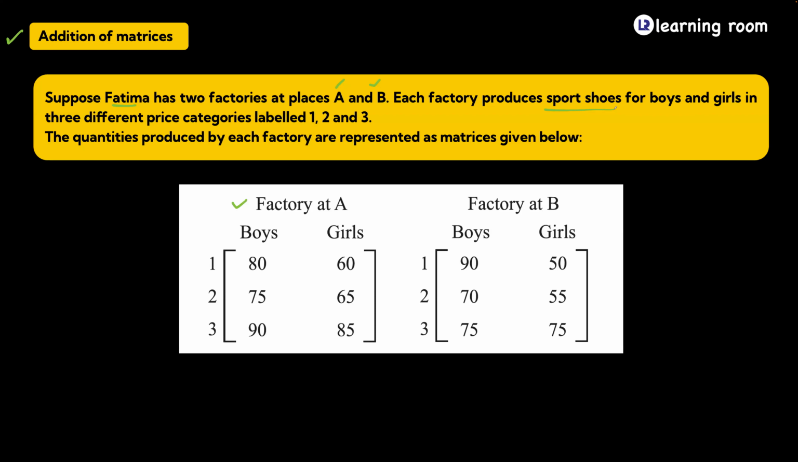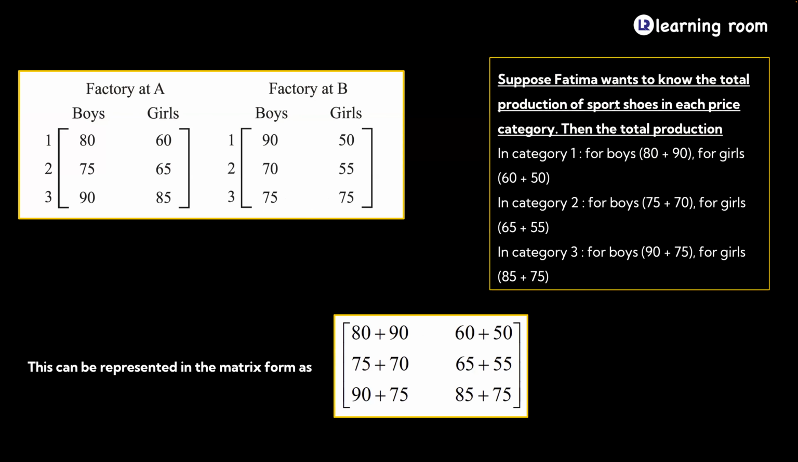Now the question is, suppose Fatima wants to know the total production of sports shoes in each price category, then what will she do? Since we are using the word total, it means you need to add them, right? So in price category 1, she will take the data set from the first factory, the data set from the second factory, and add them in the respective order. So in category 1, what will happen for boys? What is the data we have? 80 plus 90.